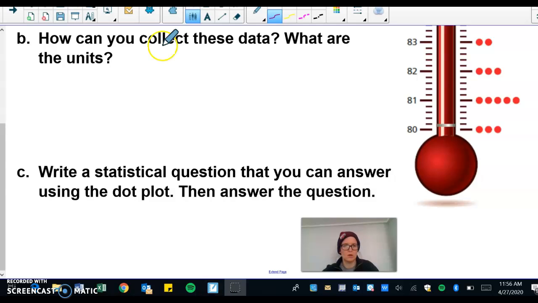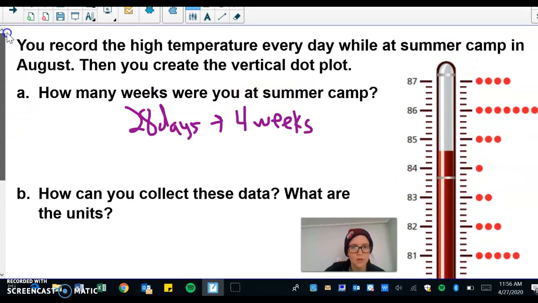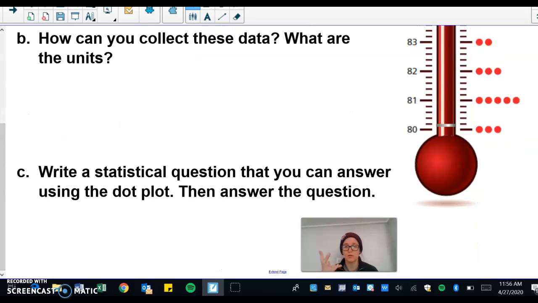Write a statistical question that you can answer using the dot plot, then answer the question. Okay, so since it's about the high temperature, your statistical question could be like, what are the daily high temperatures in August? What are the temperatures each day in August? So that could be your statistical question.